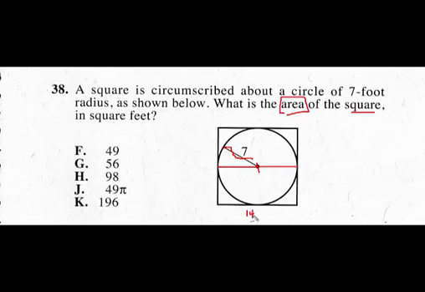How do you find the area of a square? Length times width is a formula we learned or had that memorized already. How easy is that? So 14 times 14 on your calculator is going to give you K for the answer. Let's go ahead and take a look at a trickier problem.